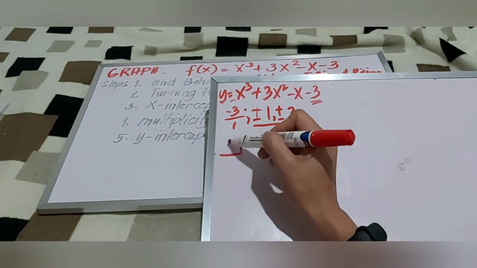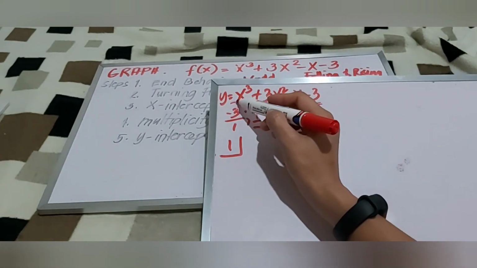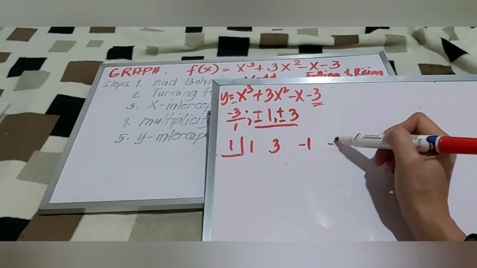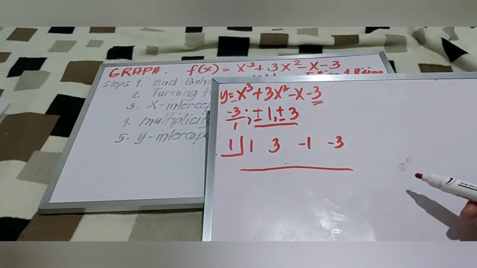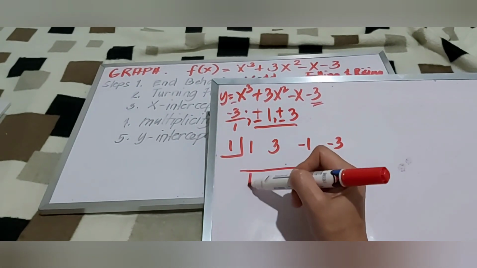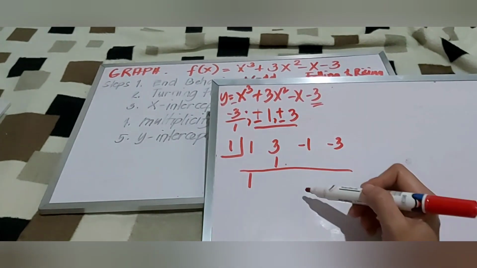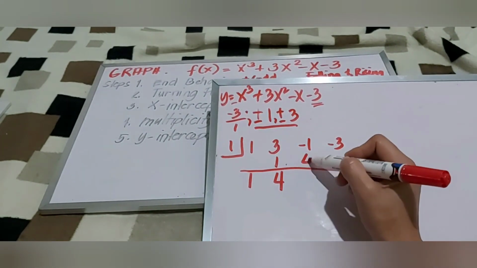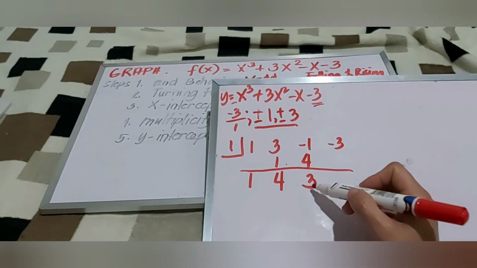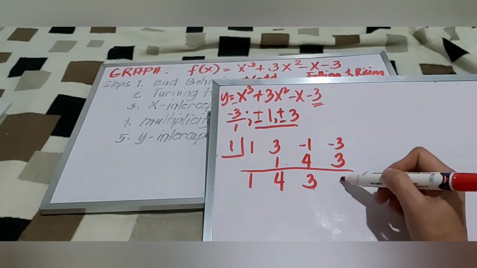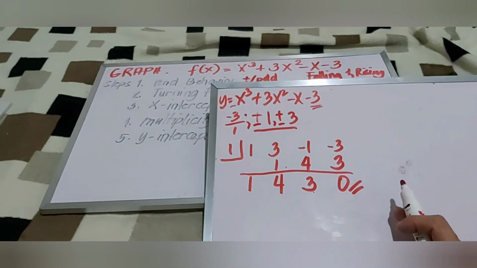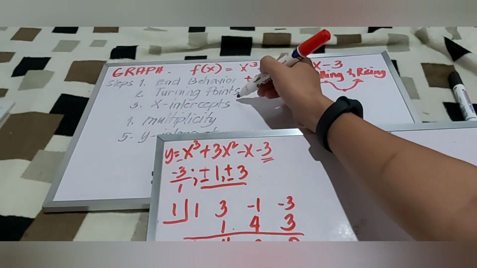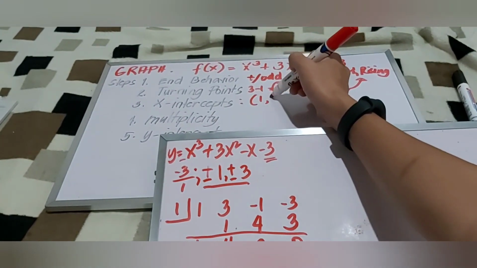Okay, simulan natin sa positive 1. Kunin ang coefficients ng ating function, 1, 3, negative 1, and then negative 3. Gamitin natin ang bring down, multiply, and add. So, bring down 1, multiply 1, add 4, multiply 4, add 3, multiply 3, add 0. So, dahil 0 na yan, we can take this 1 as our first x-intercept. So, ang x-intercept natin ay 1 and 0.